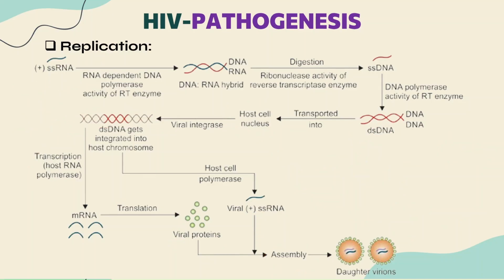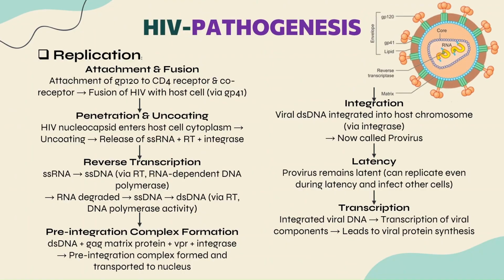Going back to the flowchart, let's continue the flowchart again over here. As I said, first there is attachment and fusion. Then the nucleocapsid enters inside. It will release the single stranded RNA and the viral enzymes. Now the single stranded RNA within the host cell cytoplasm will get converted to a double stranded DNA via the action of the reverse transcriptase enzyme.